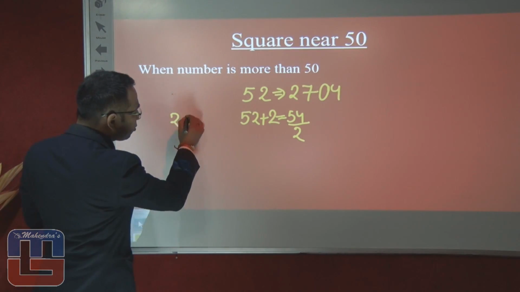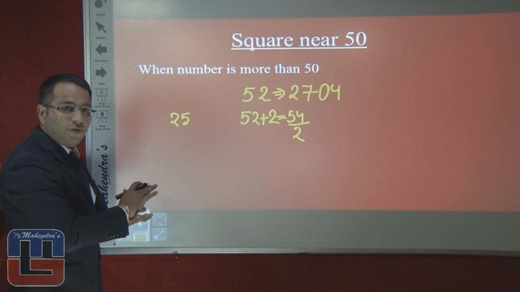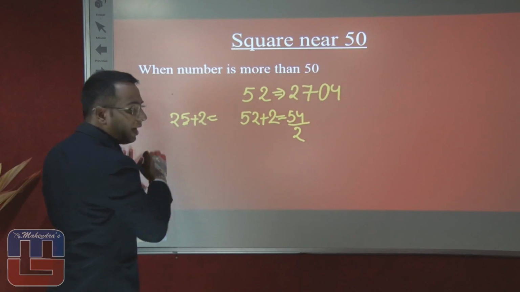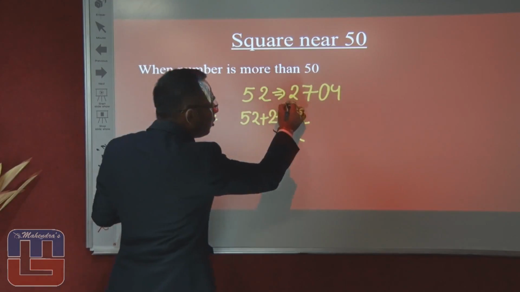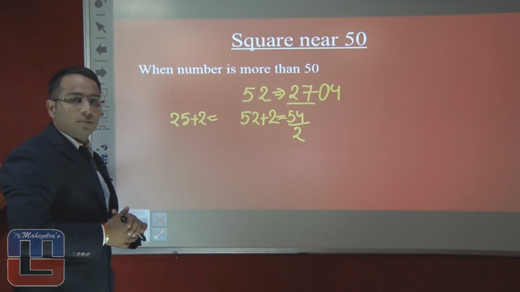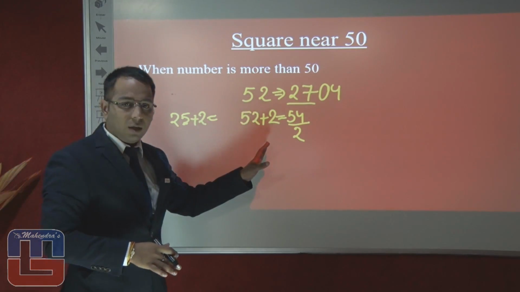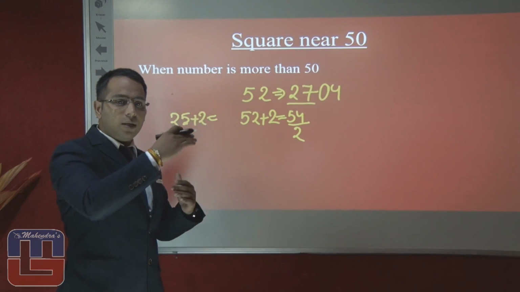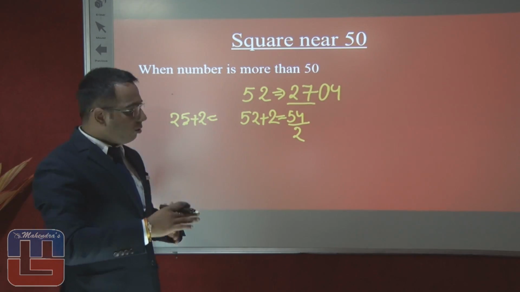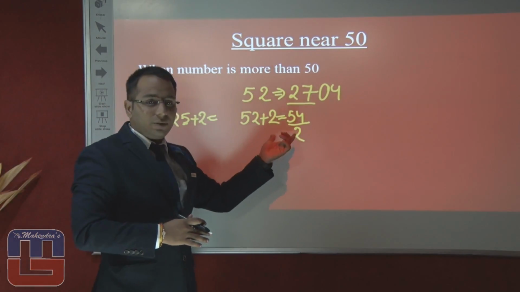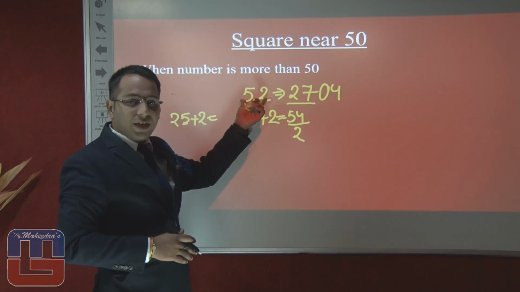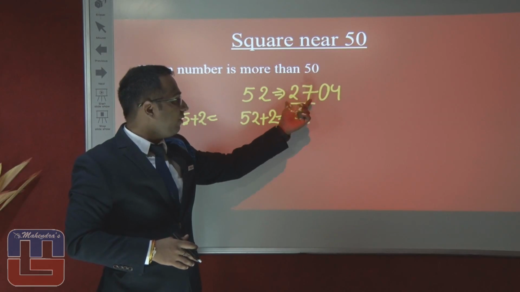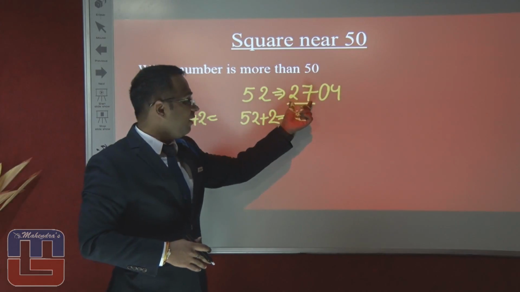Or in other words, what you can do? The square of 50 is 25. It is 2 more than 50, so we will add 2 to 25 and we will get 27. Both the tricks work here, but I will suggest you to consider this because it follows the same pattern in all the cases. And it is quite easy to calculate. 52 plus 2, 54 divided by 2, we get 27 and the square of 52 will be 2704.